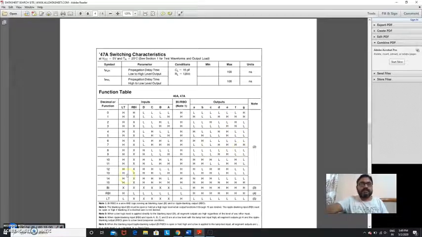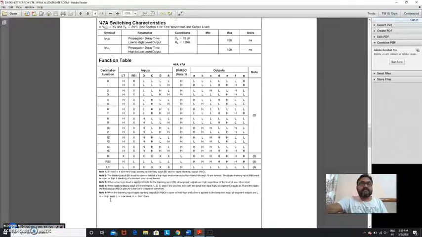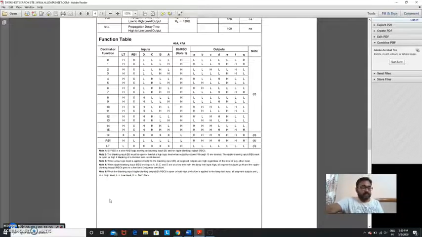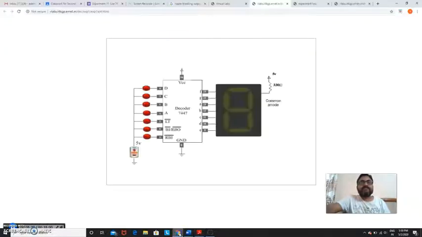Now apart from these 4 input pins and the output pins, there are other pins available, that is BI, RBI and lamp test. Let us see what these pins are. BI is a blanking input, and RBO is a ripple blanking output. BI input must be held high. So we see here, only if BI is held high can we see the display.